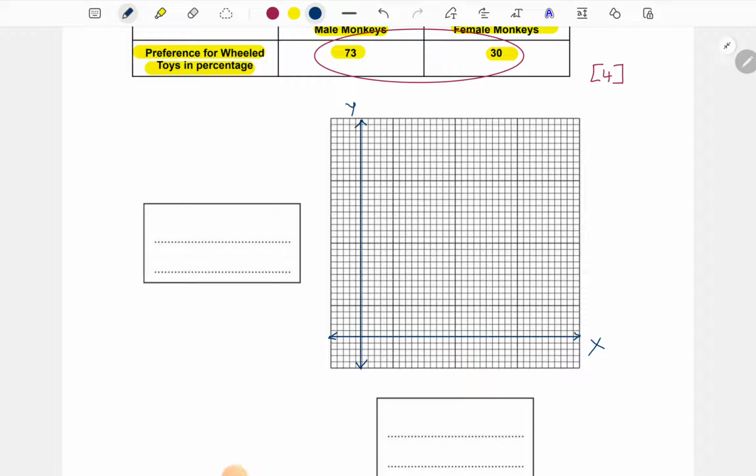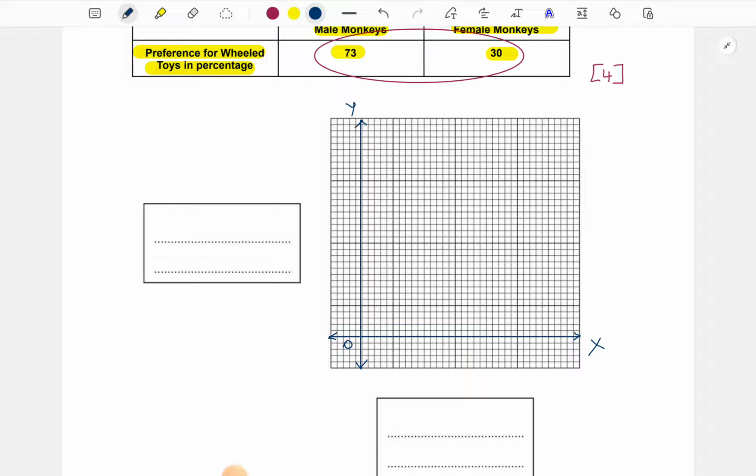Label x and y. Again, readability. Just like in answers, they should make sense to the examiner, even the graph. So mark x and y, mark the 0 point. Label the axis. You're required to label the axis anyway. It will help you also make sense to you.